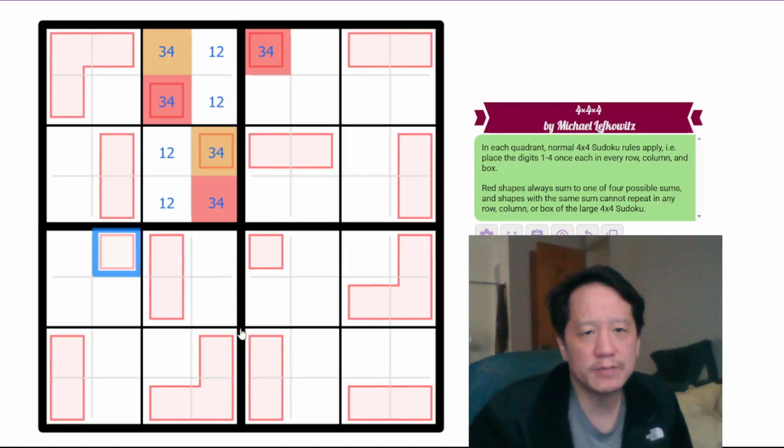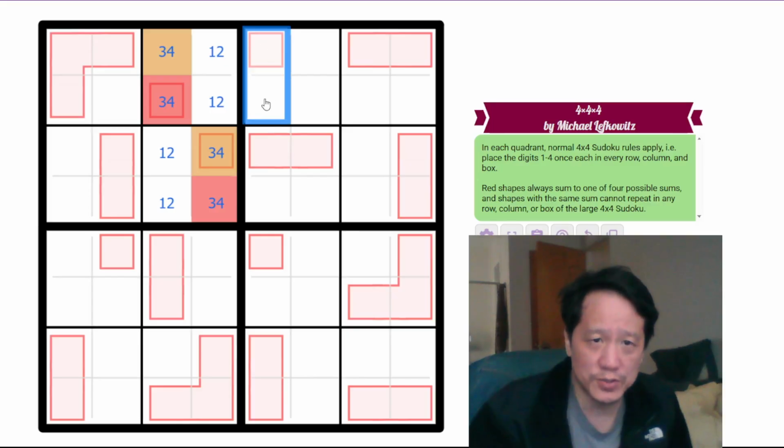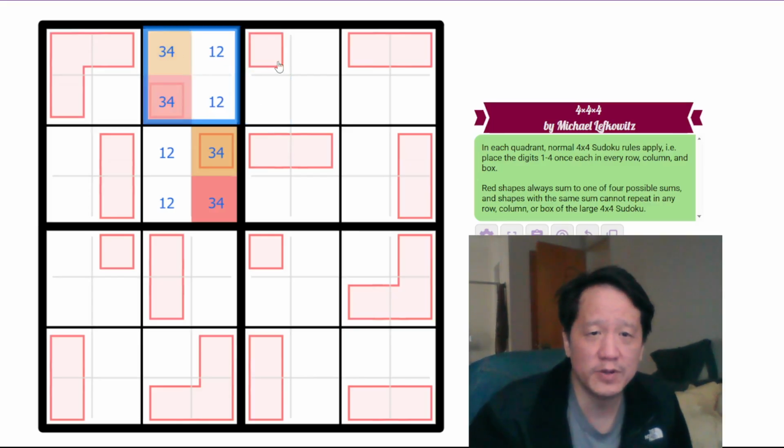What does that mean then? Orange cannot be here. This is the red 3-4... Wait, that doesn't work. No, this cannot be. If this is the red 3-4, this sum and this sum are the same, which is not allowed. So this has to be the orange 3-4.